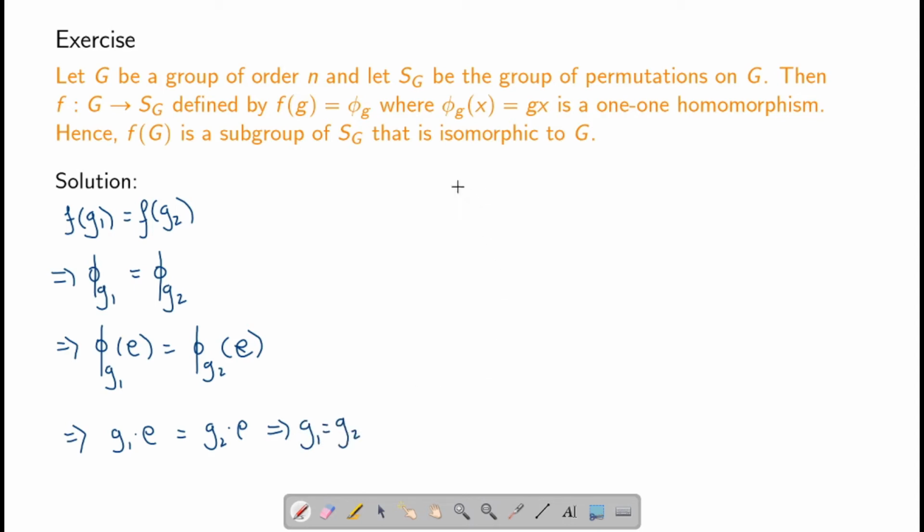Okay, so therefore phi is a 1-1 map. So phi is a 1-1 homomorphism. Hence G will be isomorphic to f of G. This proves our exercise. This is called Cayley's theorem. The reason why I took this up again is I need you to remember this particular homomorphism in later proofs.